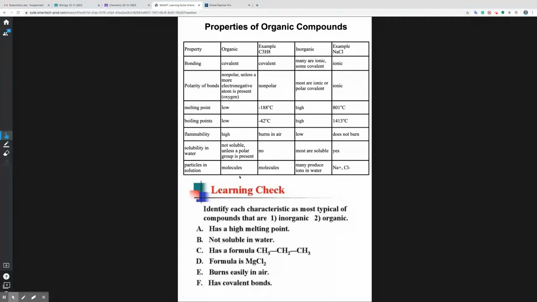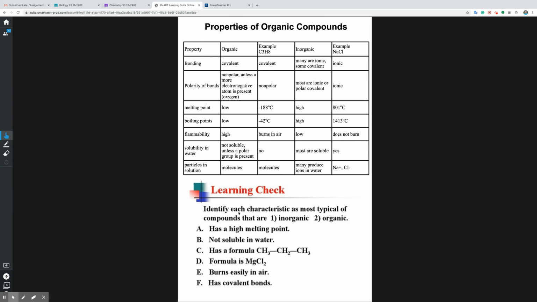Okay, solubility goes back to like dissolves like. Most organic compounds are non-polar, which means they're not soluble. Most inorganic compounds are soluble because you have those poles. As for particles in a solution, if we put them in a solution, these molecules stay as molecules. Inorganic compounds would break apart into their ions.